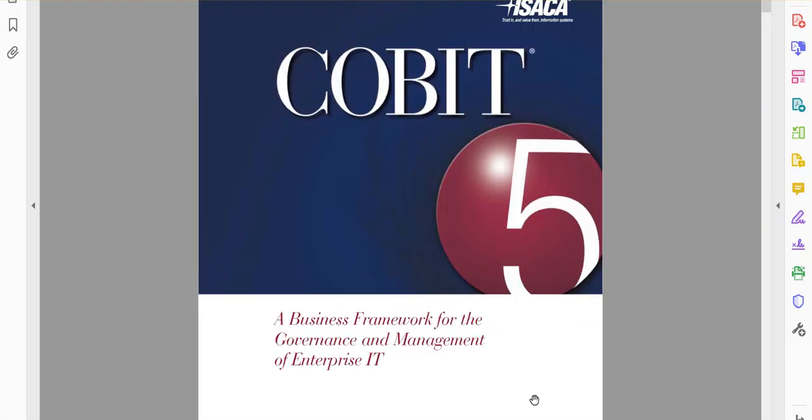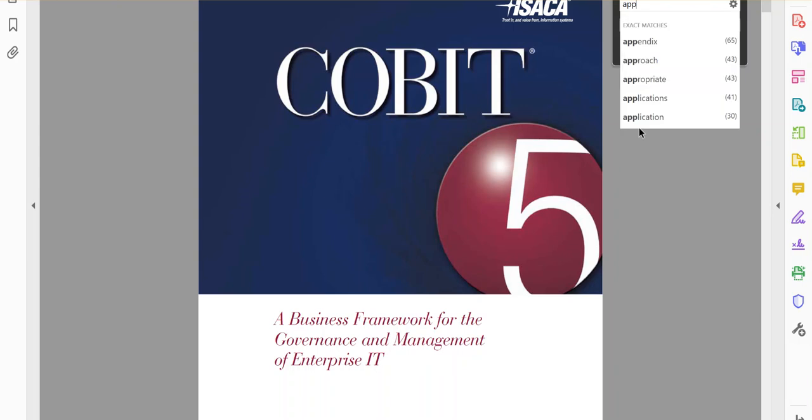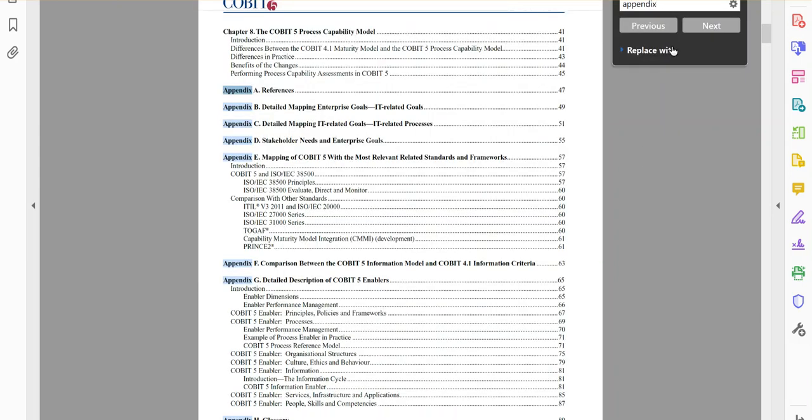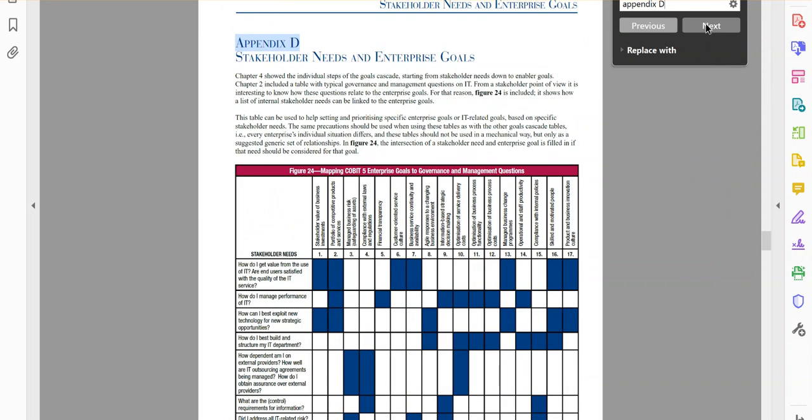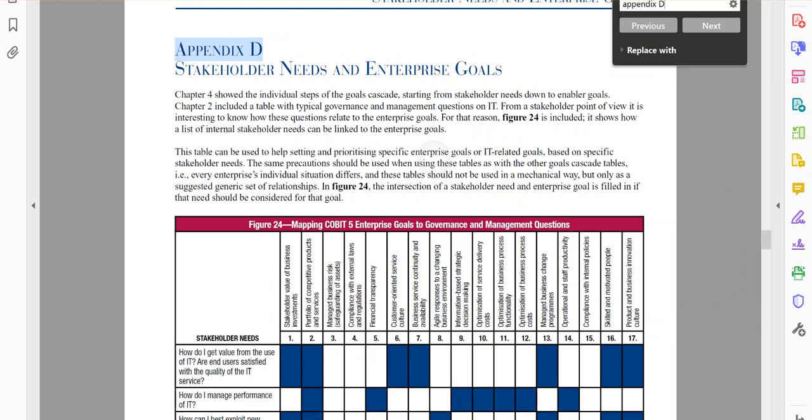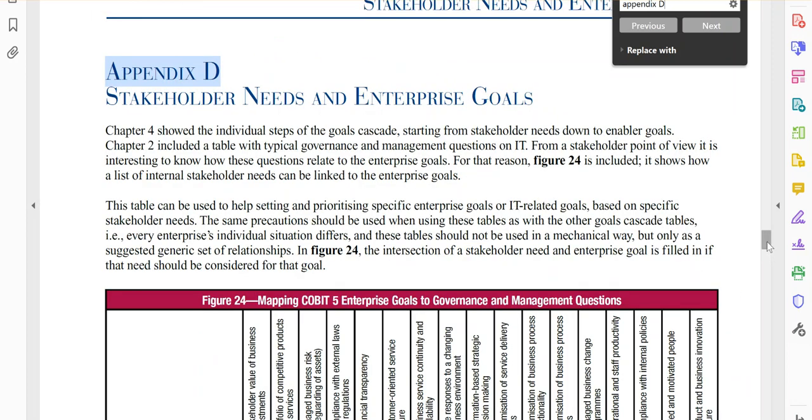Let me just open this. So this is the book of COBIT 5. Let me just open. First, I think it's Appendix D. Yeah, this is Appendix D. So just see the mapping.